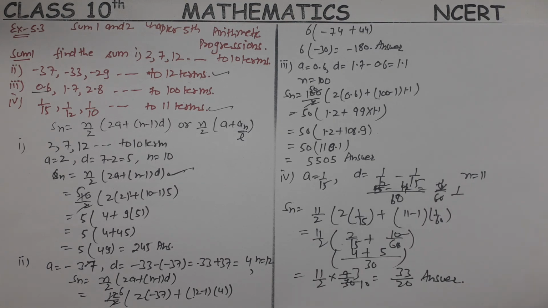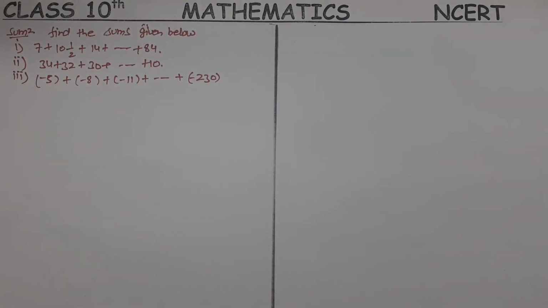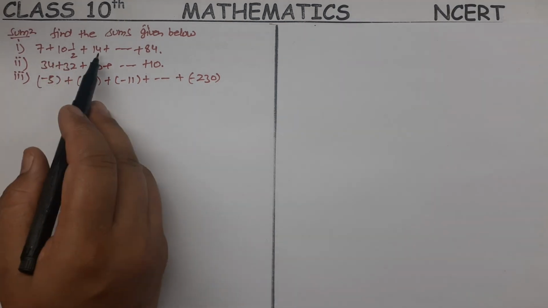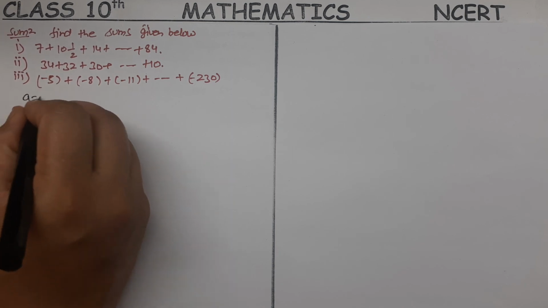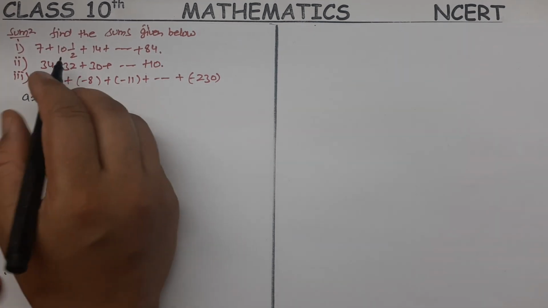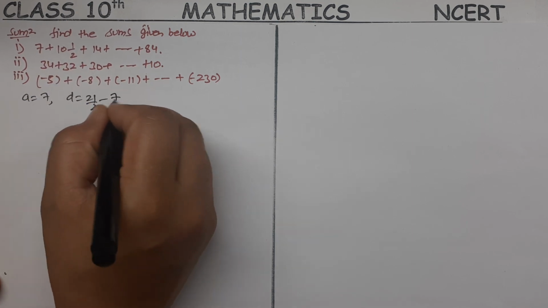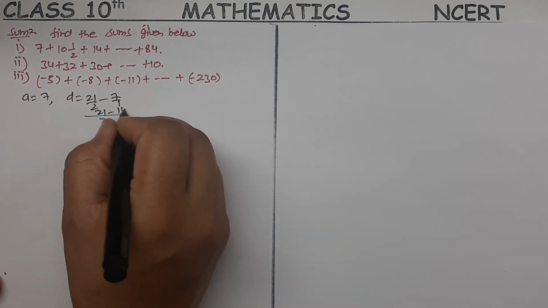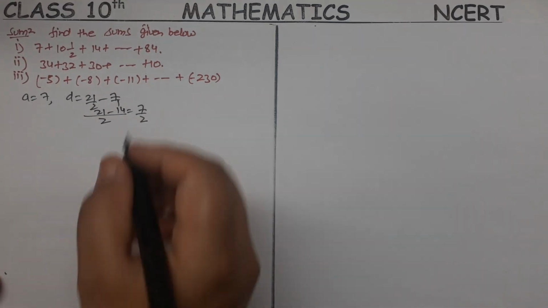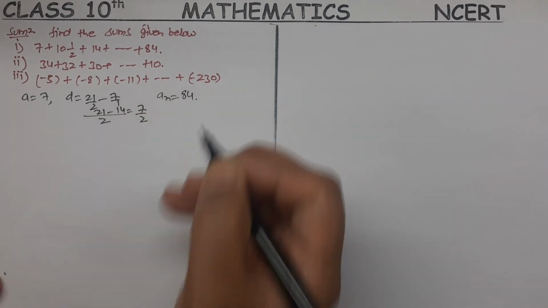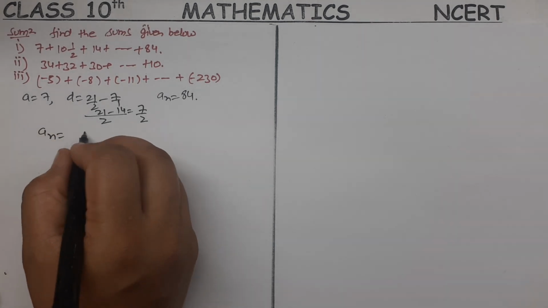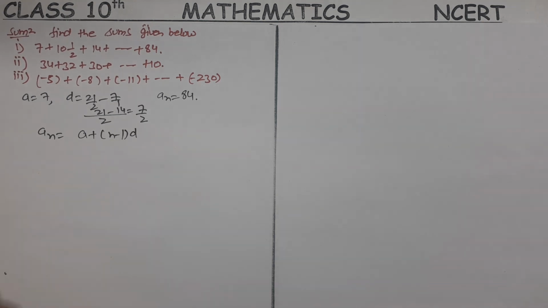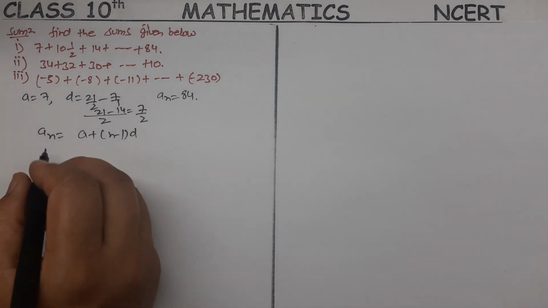Next is sum number 2. Find the sum of the given series: 7 plus 10 and 1 by 2, plus 14, plus up to 84. First we will find n. A is 7, d is 21 by 2 minus 7. Take LCM. We have d is 7 by 2. An is 84. Write the formula of an: a plus (n minus 1)d, which we already discussed in exercise 5.2 in the previous videos.